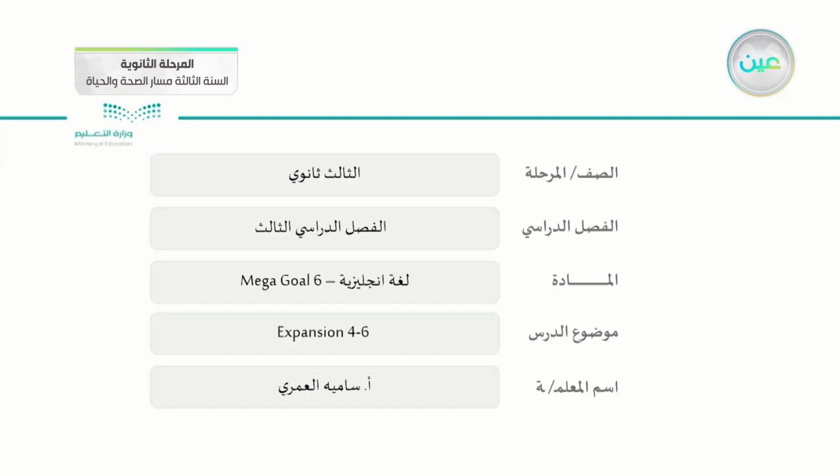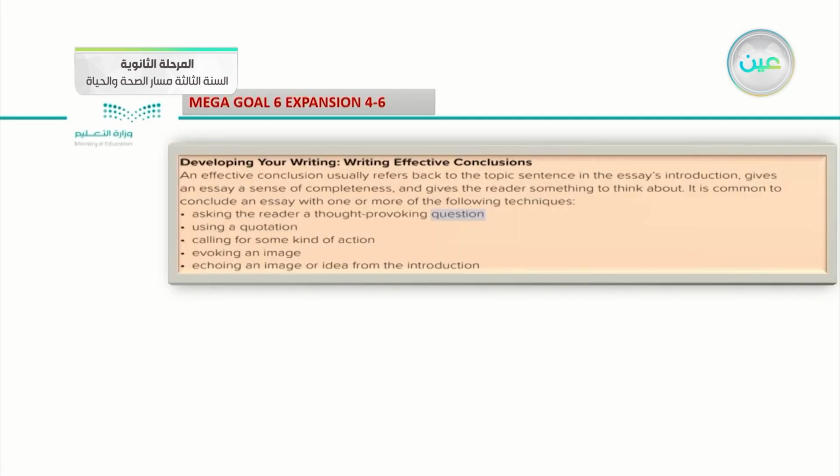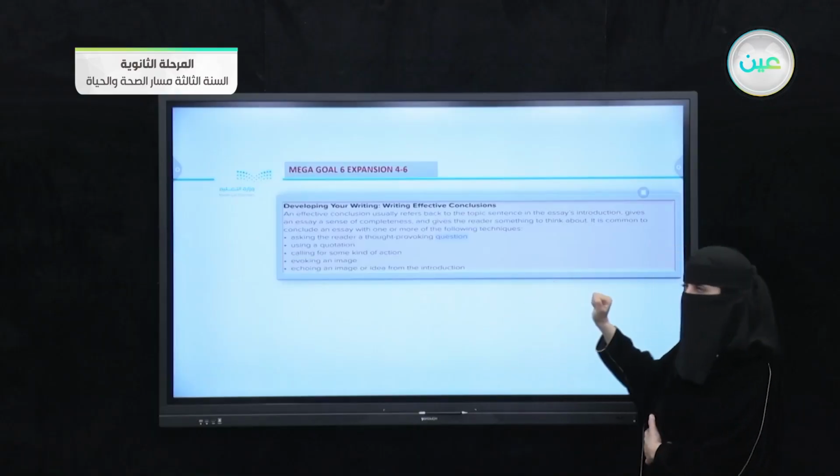Let's begin. Our lesson today inshallah is from expansion 4 to 6. We should discuss the writing at the end of the expansion. Yesterday we discussed the writing prompt, and we learned how to use the article with our writing passage. Today, inshallah, we will discuss it in depth and apply it through examples they give in your book.